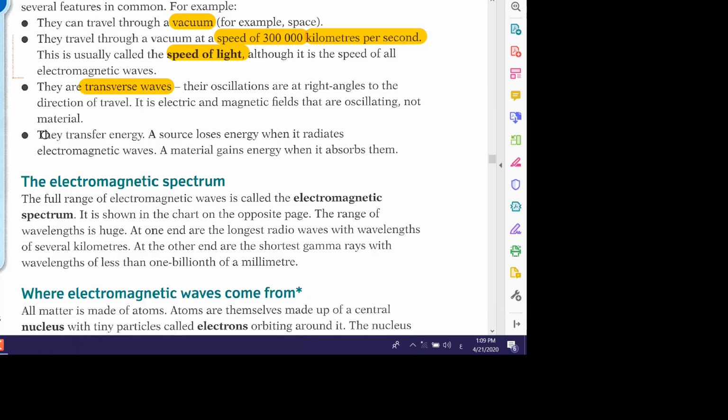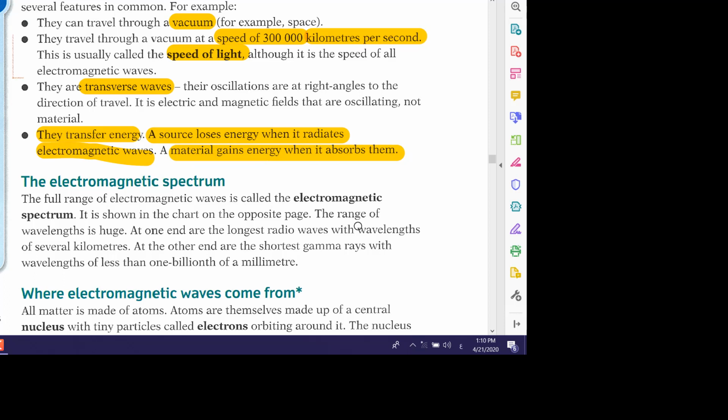Then they transfer energy. What do you mean by they transfer energy? It means when they are traveling, they are carrying energy with them. So a source loses energy when it radiates electromagnetic waves. A material gains energy when it absorbs them.